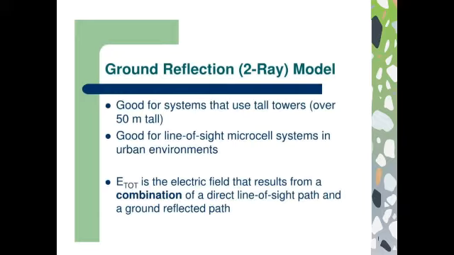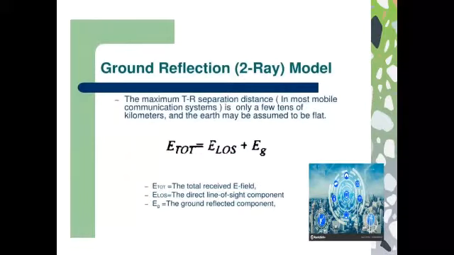E total is the electric field that results from the combination of the direct line of sight path and a ground reflected path. The maximum transmitter and receiver separation distance is only a few tens of kilometers, and the earth may be assumed to be flat. So at that time, the total received electric field is given by the direct line of sight electric field component plus the ground reflected electric field component.